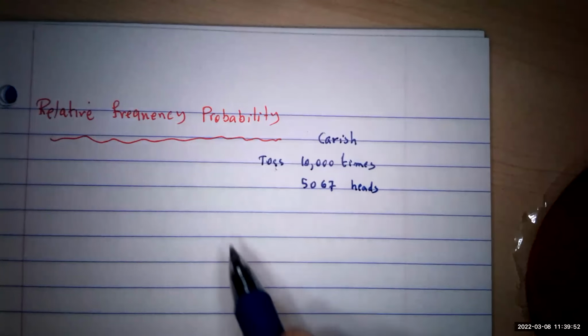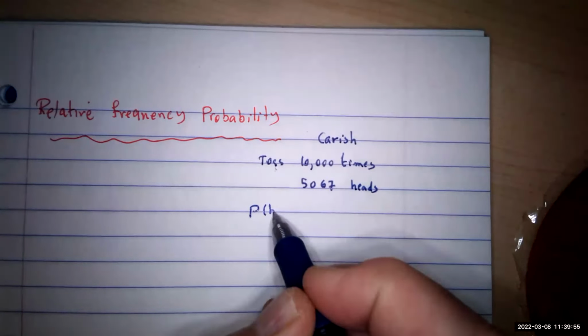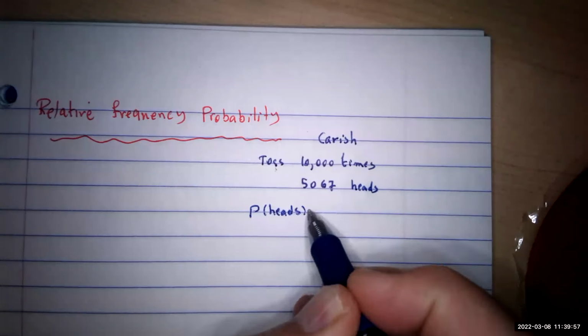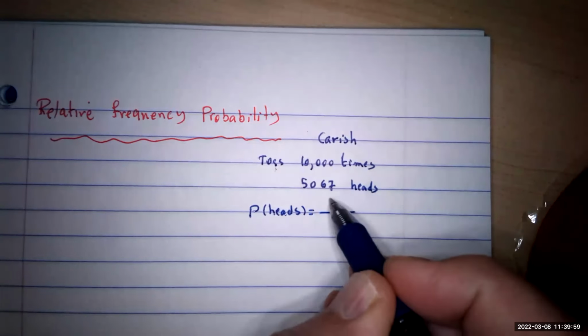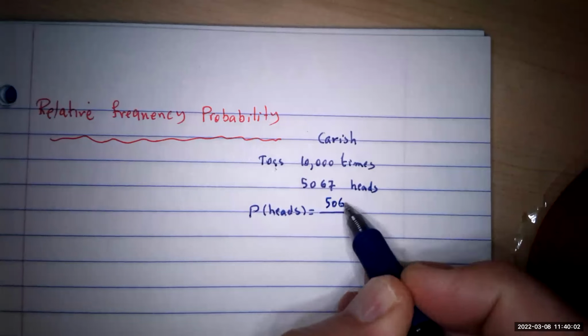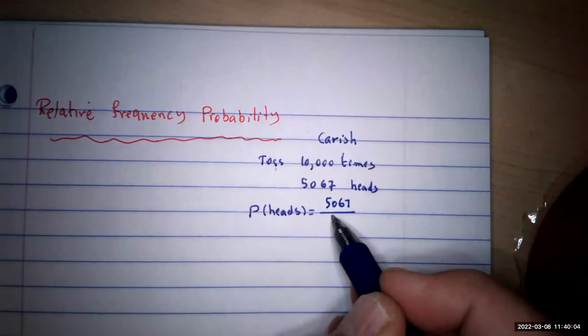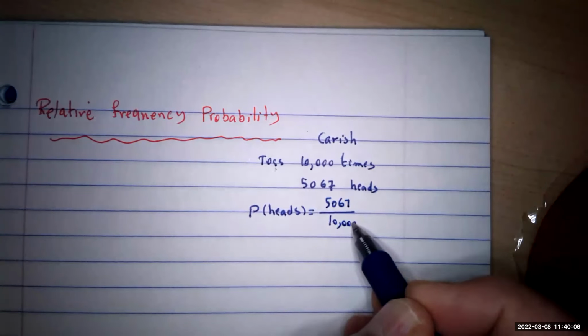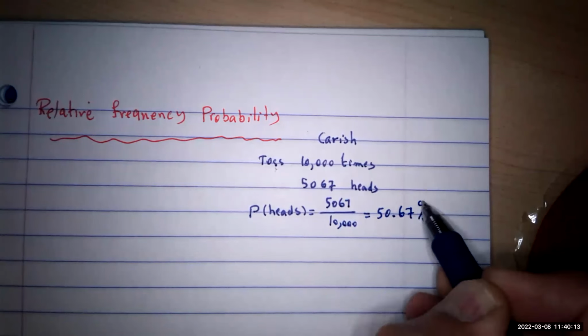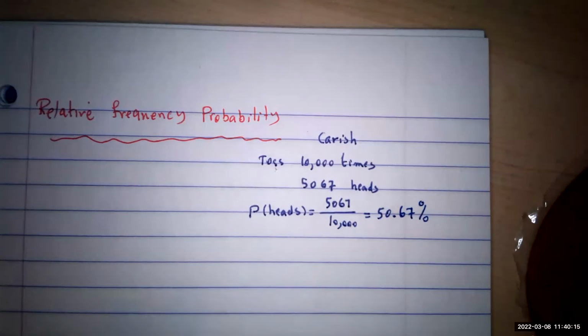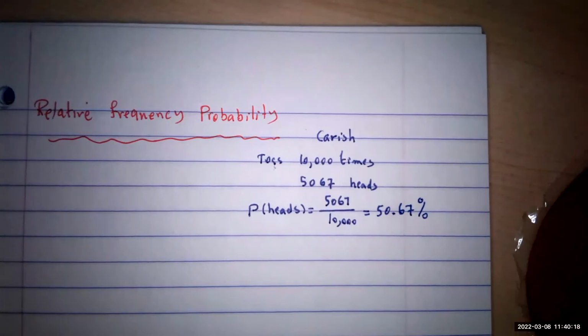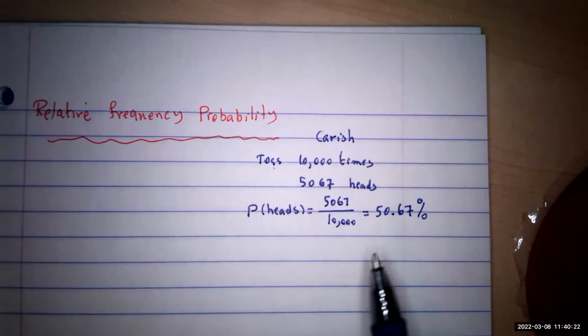So he concluded that the probability of getting a head is going to be the number of times that you get the head, 5,067 divided by 10,000. And this would be almost 50%. So that gives you 50.67%. So with this repetition, with this experiment, he got the fact that yes, if you toss a coin, there is a 50% chance that you get a head.